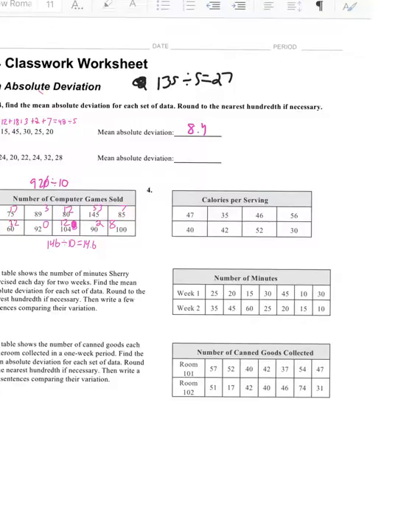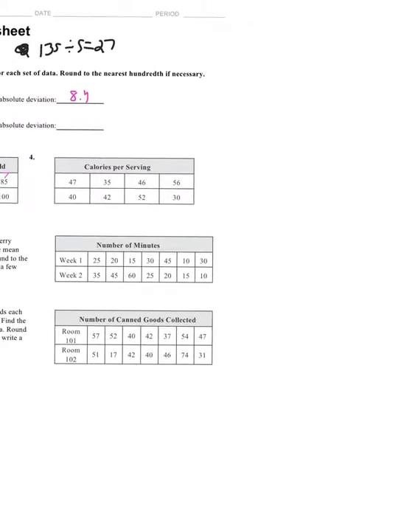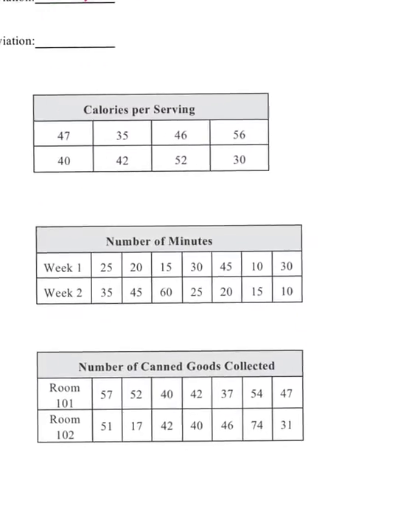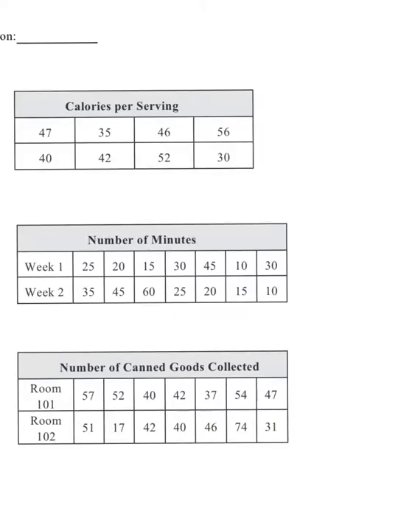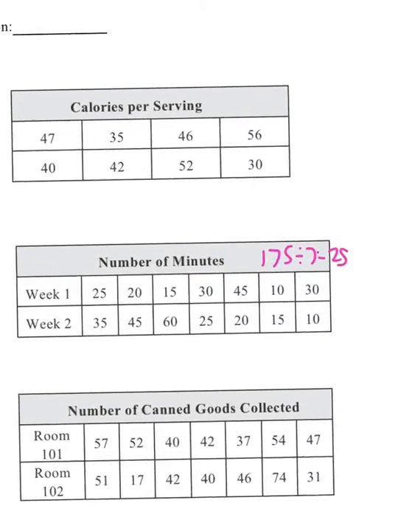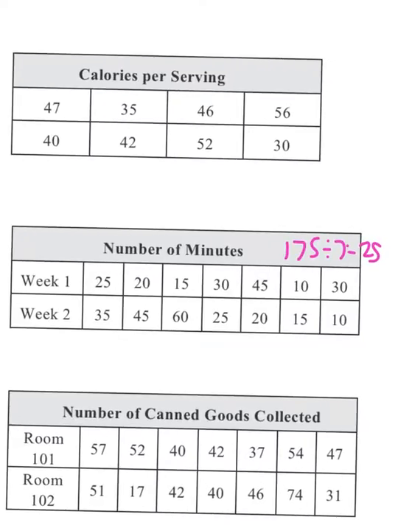Okay, so let's see if you got the mean absolute deviation for week 1. Let me zoom in so we can see it. First off, if I add these numbers up, 25, 20, 15, 30, 45, 10, 30, they add up to 175. Divide by 7, and I get the mean of 25. Now I have to subtract each number with 25.